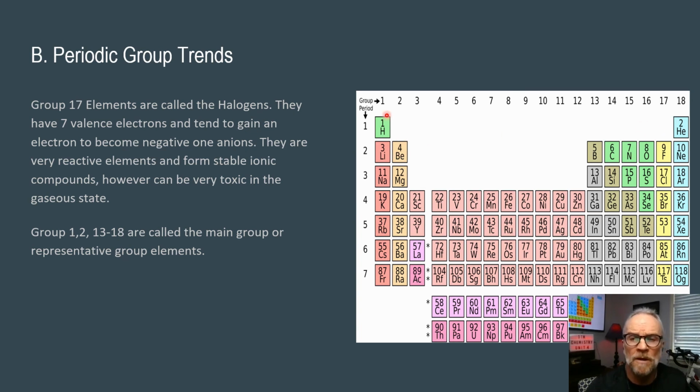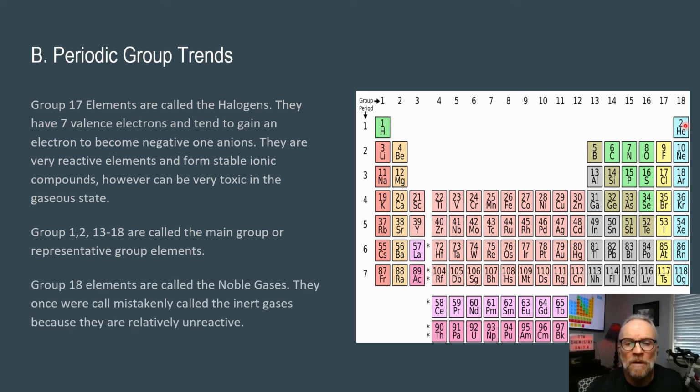Groups 1 and 2 and 13 through 18, we call these the main group or representative group elements, the tall groups here. They used to be numbered a little bit differently. So these would be called the 1A and 2A elements. 3A would be 13, 4A all the way through 8A with our noble gases. And then the middle elements were called the B block elements. We tend to just number the groups 1 through 18 now.